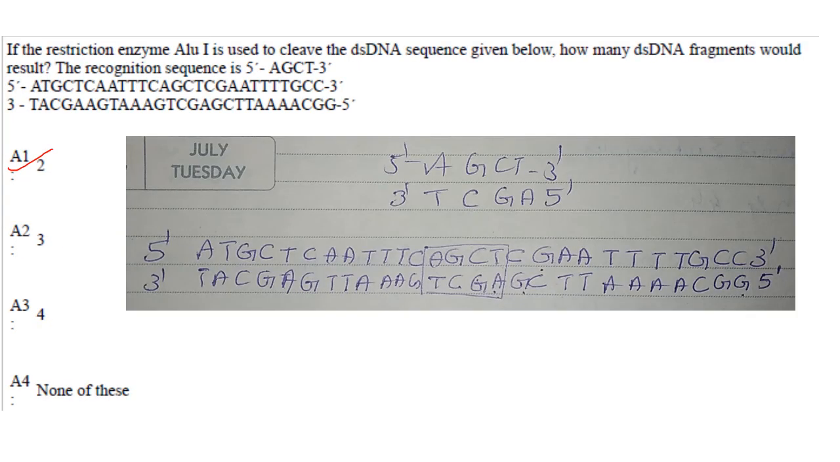Then next question. If the restriction enzyme ALU1 is used to cleave the double-stranded DNA sequence given below, how many double-stranded DNA fragments would result? The recognition sequence is 5' AGCT 3'. So this is the sequence they have given. You have to search for this particular sequence AGCT. So it is over here somewhere near the middle, AGCT in 5', 3' direction. So it will cut over here in this strand and it will cut over here in this strand. So naturally you will get two fragments. So answer is option 1.